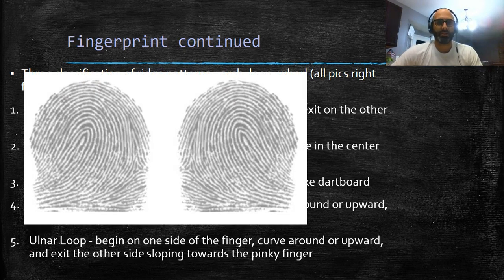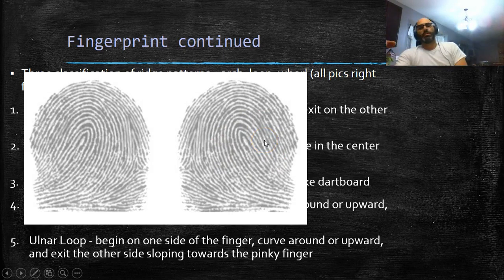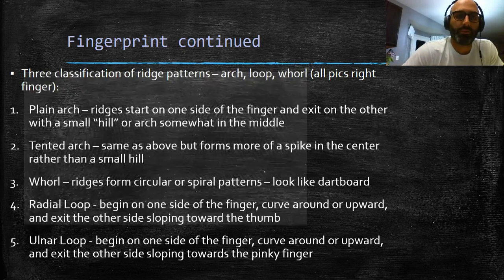Looking at these two pictures, if this is a right hand fingerprint, what you're looking at here is this one will point towards the thumb direction, making this one a radial loop. This one points towards the pinky direction, making this one an ulnar loop. In order to determine these things, it's really important that you actually know which hand the fingerprint came from.